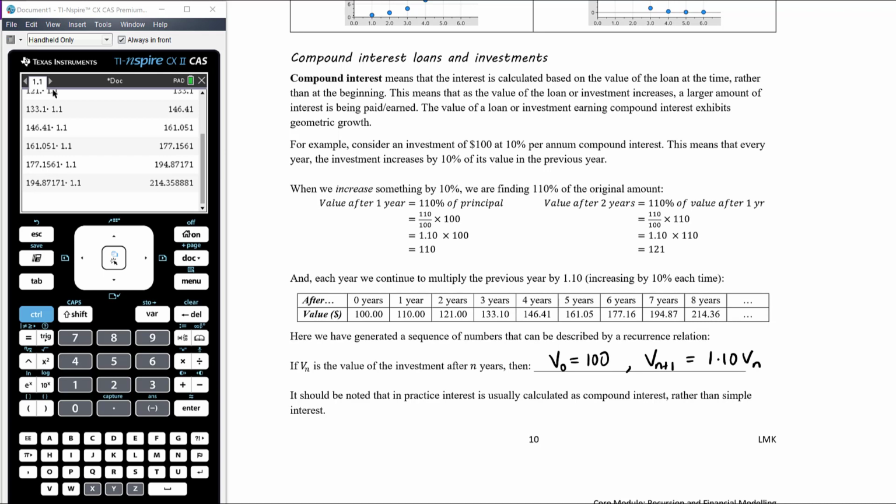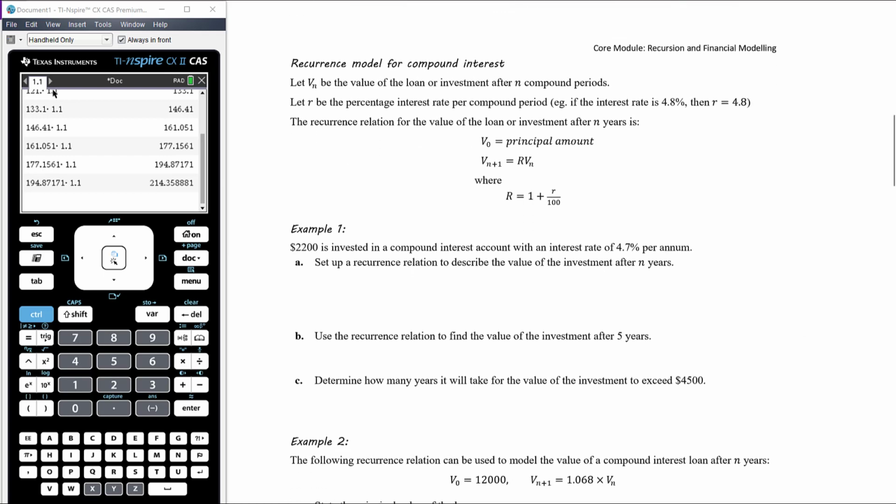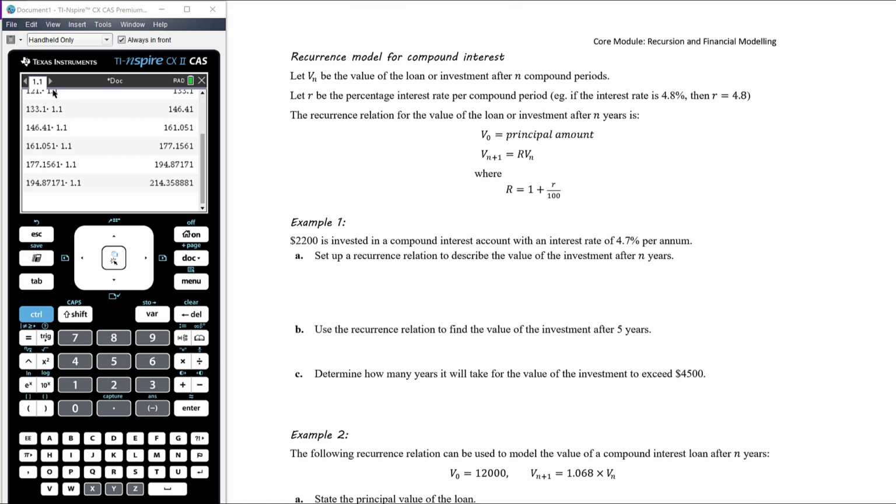It should be noted that in practice, compound interest is what is used. If you take out a loan, you put money in the bank, it's compound interest that's happening. So simple interest is fine, but it's a simplified model that's not realistically what happens. Okay, so let's formalize that into a recurrence relation for compound interest.